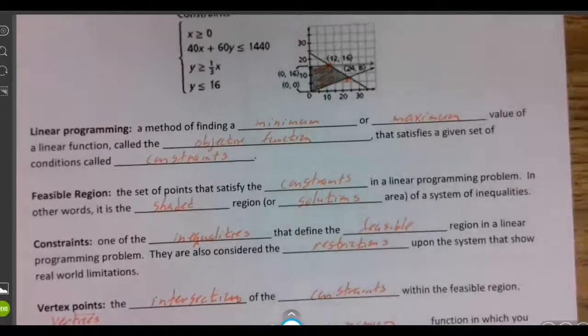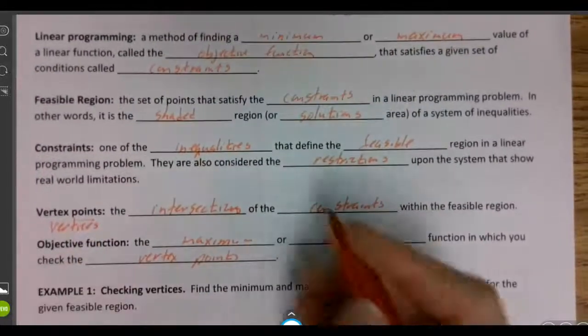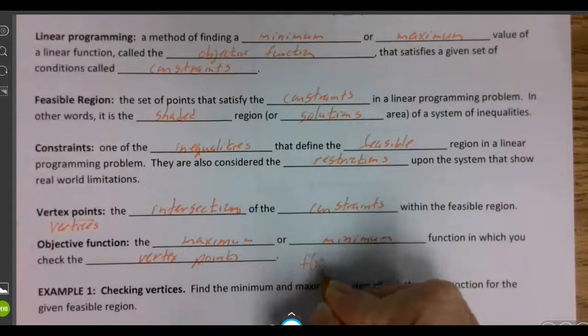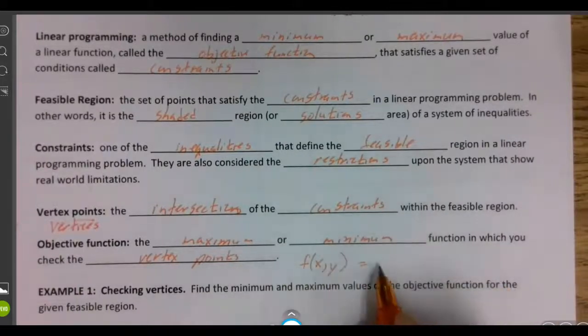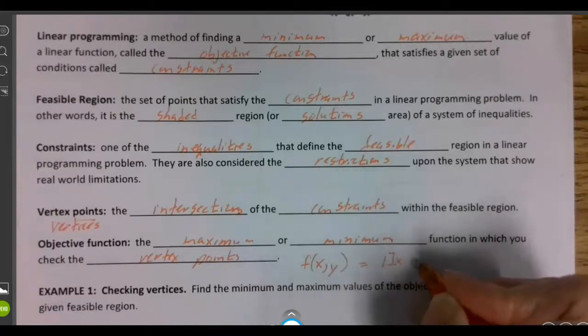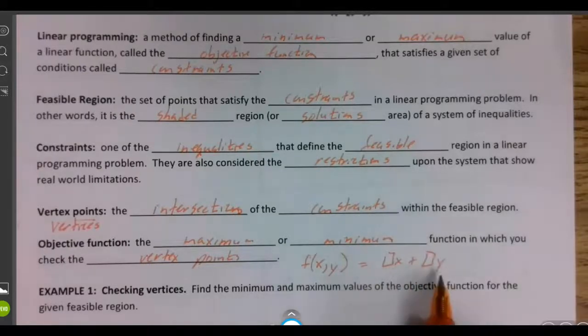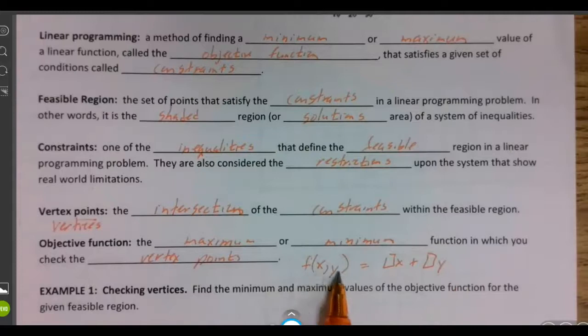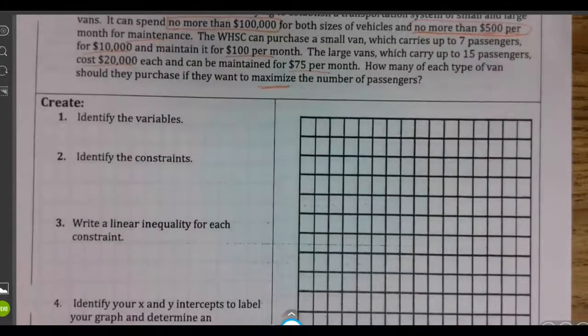To find this objective function, I find a function of x, y. It's going to give me an equation with an x and a y. So they're going to give me a number with an x plus a number with a y. So it's kind of weird. We will know the x and the y, we'll know the ordered pair and we'll plug in both. But our objective function is going to look like this.